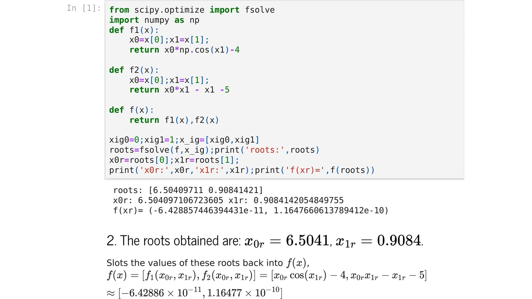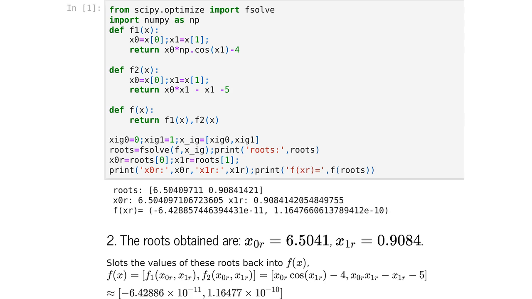A third function, which we can call f, is defined to return the results of both f1 and f2 as a pair. This is the function that fsolve will work with. We then provide an initial guess for x0 and x1, for instance 0 and 1 respectively, bundled into a list. When we call fsolve with our combined function f and this initial guess, it computes the roots. The output shows these roots are approximately 6.5041 for x0 and 0.9084 for x1.